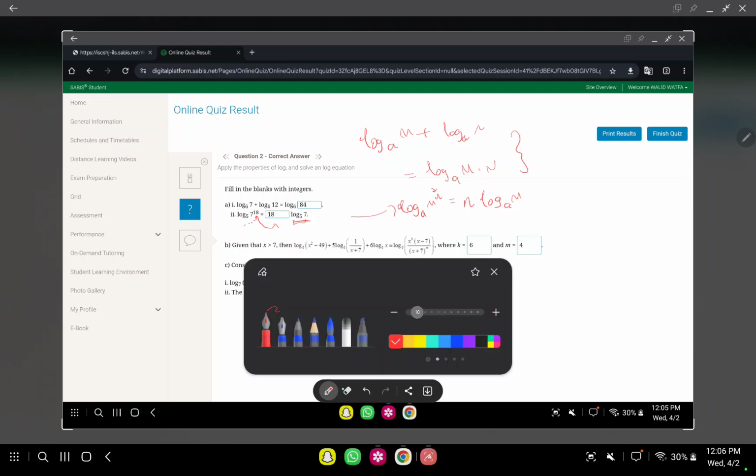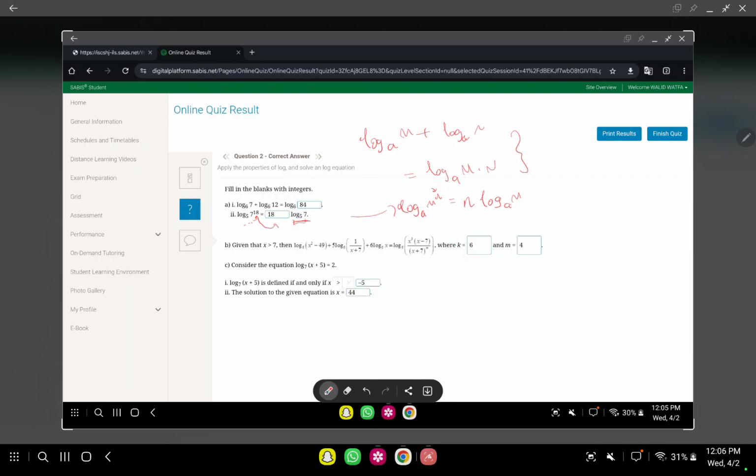Given that, let me erase, and maybe we use the rules. Given that x is greater than 7, please remember, log base a x, this x has to be greater than 0, it's a condition. Given that x is greater than 7, you're going to use this later. It works, remember, for ln, the domain of ln has to be x greater than 0. When we get to ln, we'll talk about it.